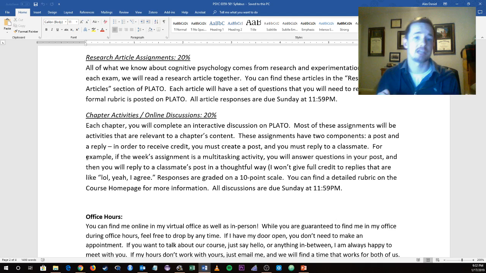It's based on a 10-point scale. Basically, if you do everything and you do a really great job, you go above and beyond, you get a 10. If you do a good effort, you get a 9, and if you do the bare minimum, you get a little bit less than that. There's a rubric posted online to walk you through that as well.